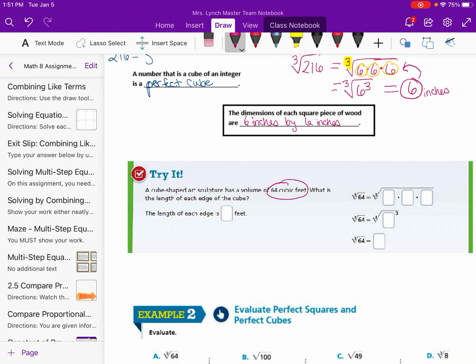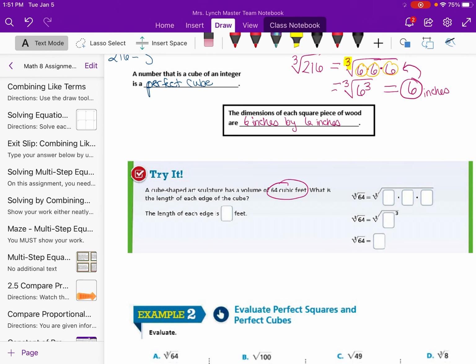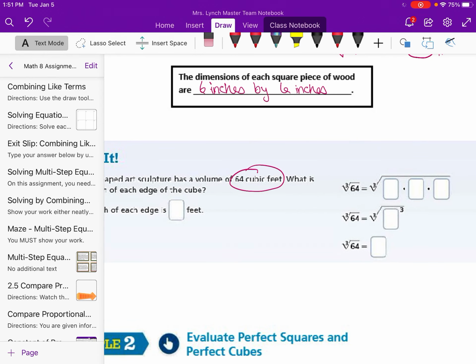I'm going to just rewrite the first step above it just because it's kind of wonky, and again, it got blurry. I don't know why. Zoom in a little bit. So I'm just going to rewrite this first step, that's all. So it has the cubed root of 64, because that's what we were told, 64 cubic feet equals the cubed root of what number? What number can we multiply by itself 3 times to get back to 64? Well, in this case, it's 4 times 4 times 4.